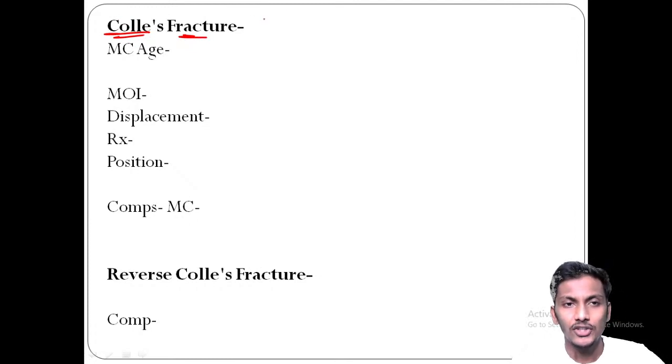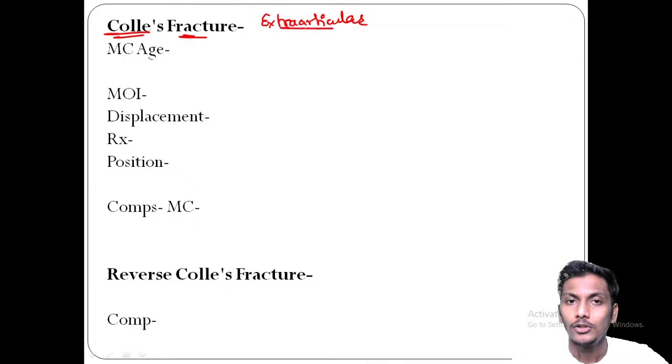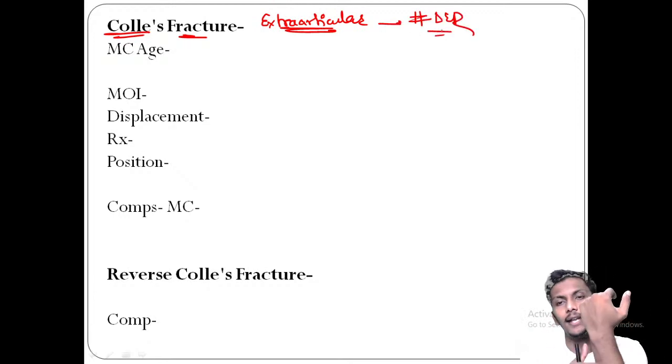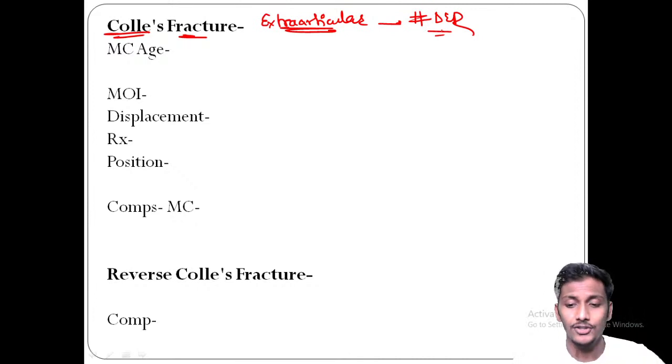So what is Colles' fracture? The most important point: Colles' fracture is an extra-articular fracture. It does not involve your joint. Please remember, Colles' fracture is an extra-articular fracture not involving the joint. It is the fracture of the distal end of the radius near your wrist joint.